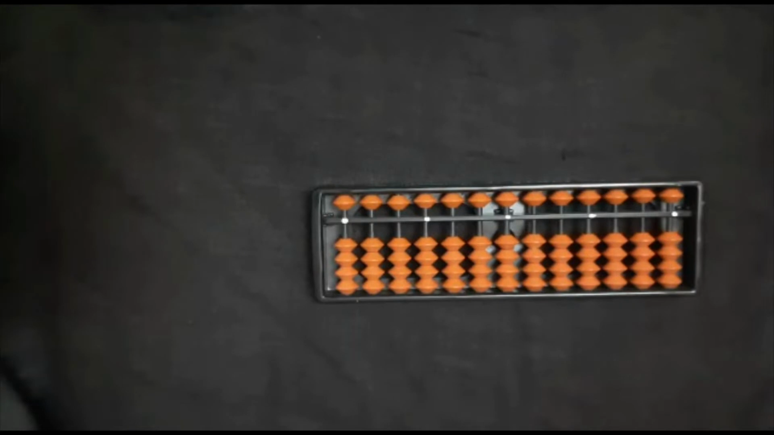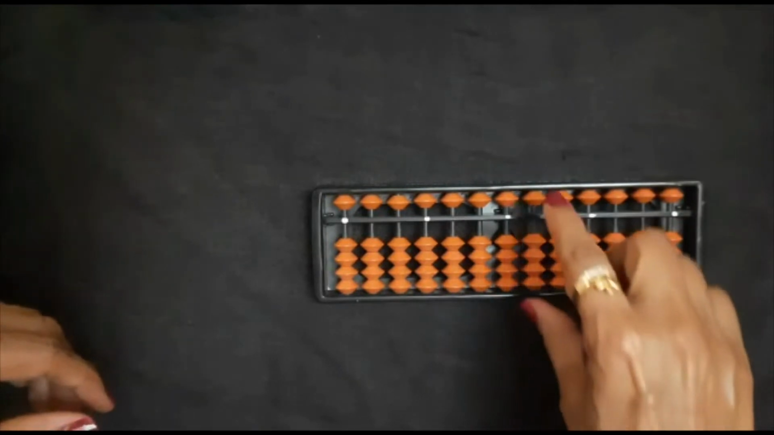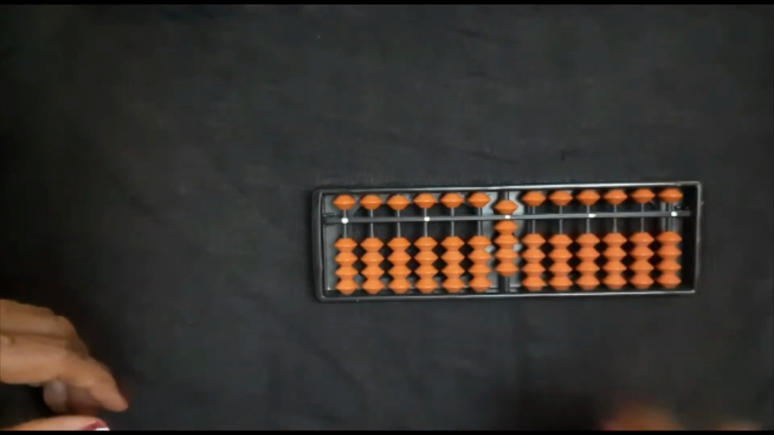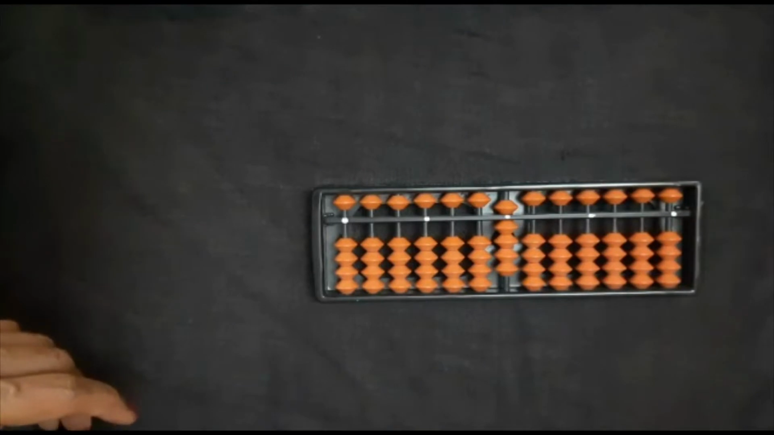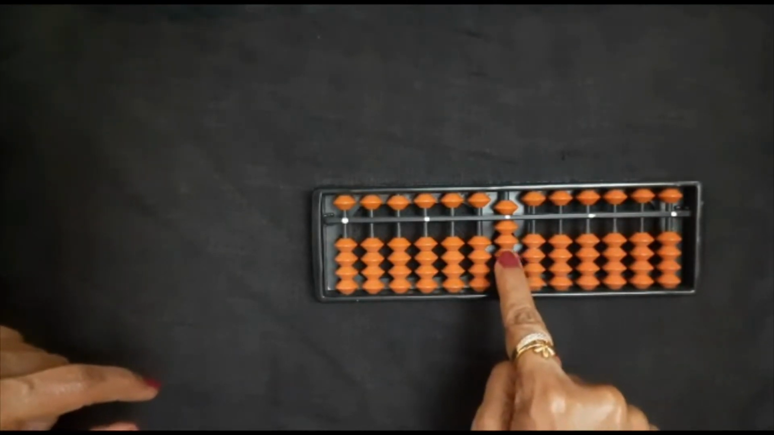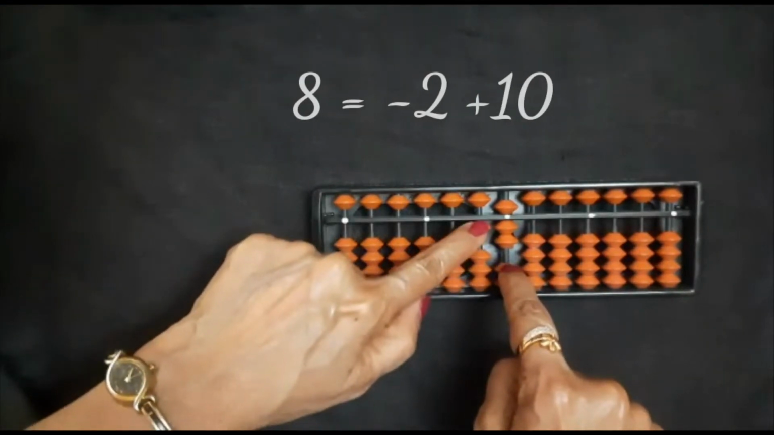If you did not watch that video, I have given the link. First you watch that video and after that you start this video. On ones place, if 1 is there we can add 8. But if any other number is there, we can't add 8. So today we are going to learn a formula of 8. 8 is equal to minus 2 plus 10.